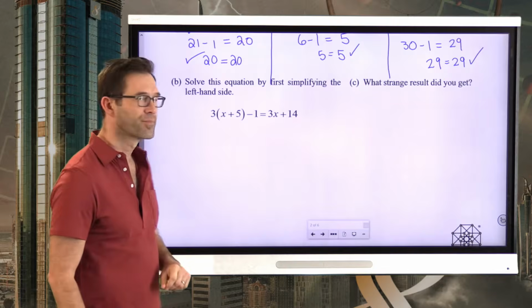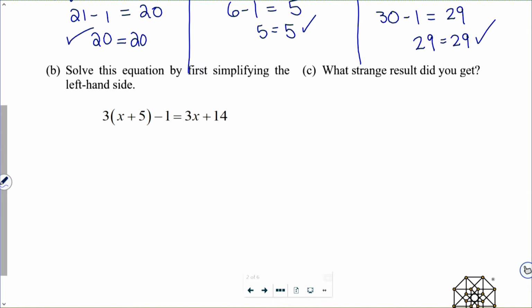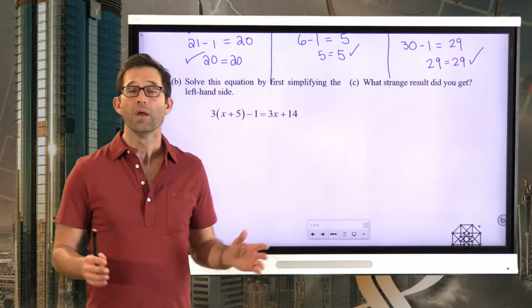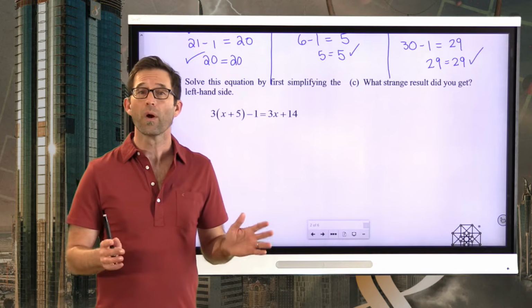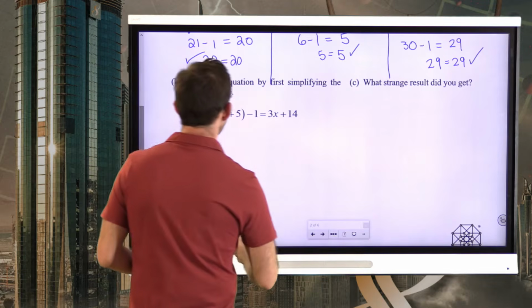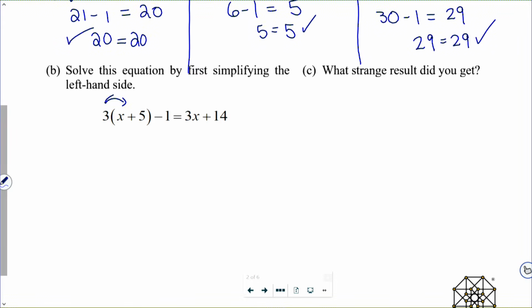Letter B. Solve this equation by first simplifying the left-hand side. What strange result did you get from letter C? All right, so if I had just given you this equation up front and said, hey, solve it, the first thing I would want you to do, let's go to the board, is simplify the left-hand side. So I'd get 3x plus 15 minus 1 equals 3x plus 14. Then if I combine the 15 minus 1, I'd get 14.